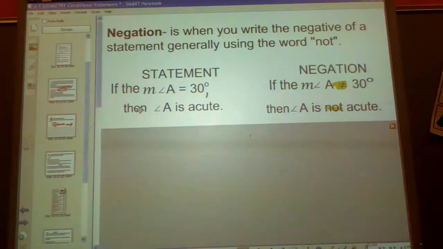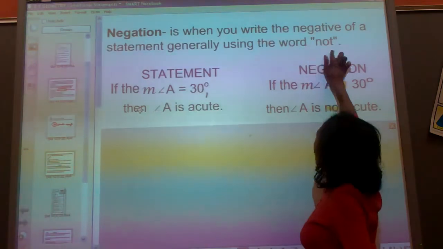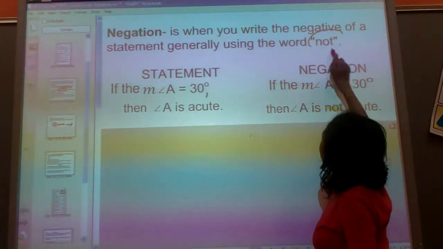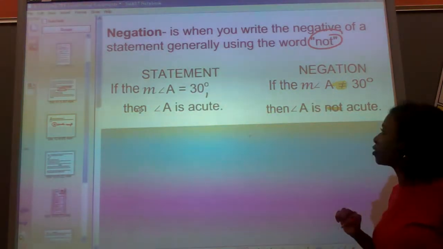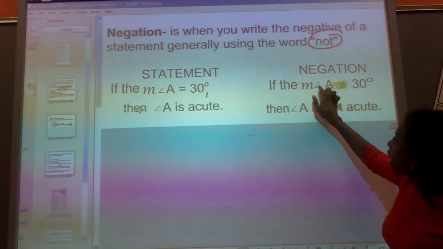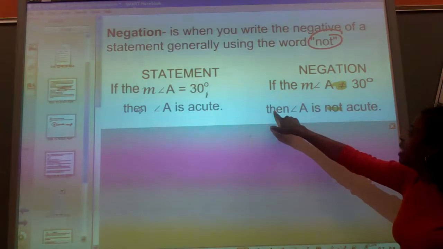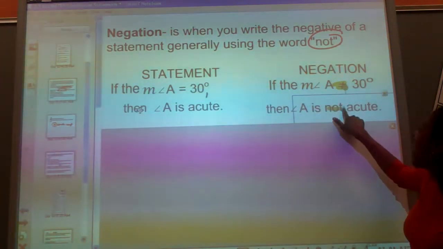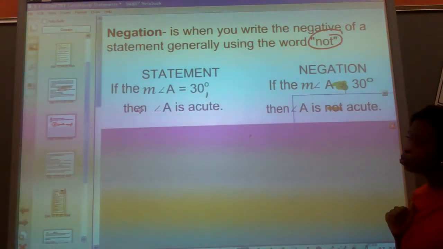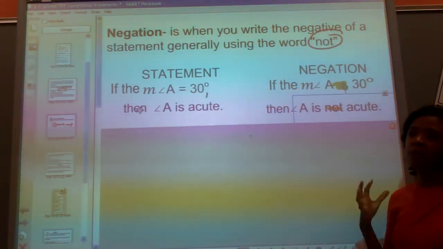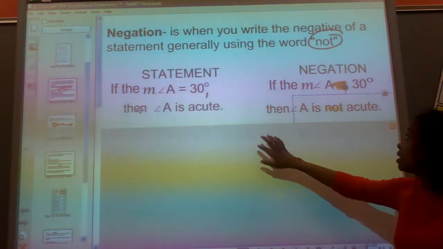So negation is using the word not. So my original statement, now my negation, because I use the word not. If the measure of angle A, I no longer say equals, I say it's not equal to 30 degrees, then angle A is not acute. So the two nots in the hypothesis and the conclusion make this a negation. The minute I have an original statement and I put a not in there, it becomes negated.